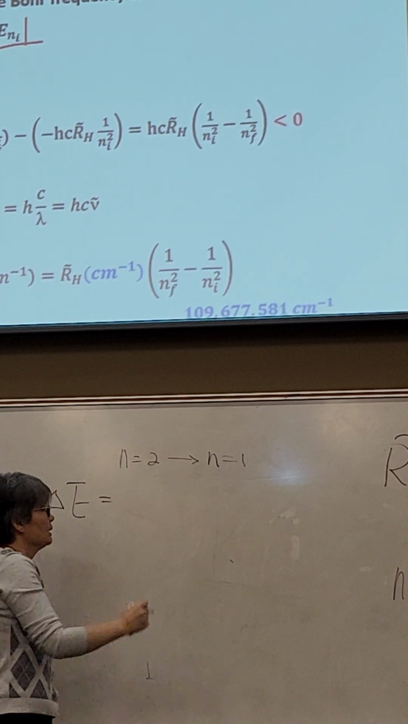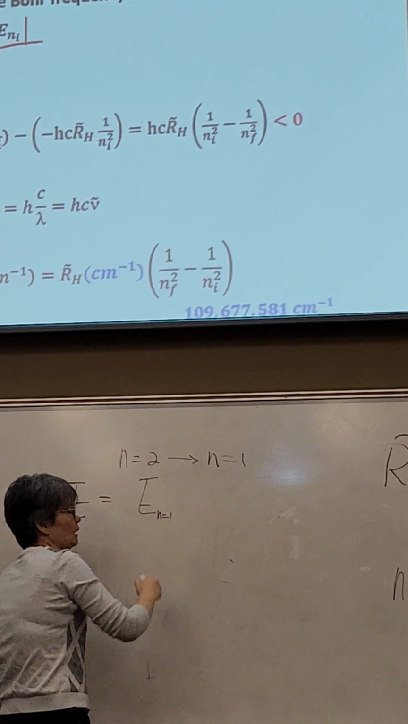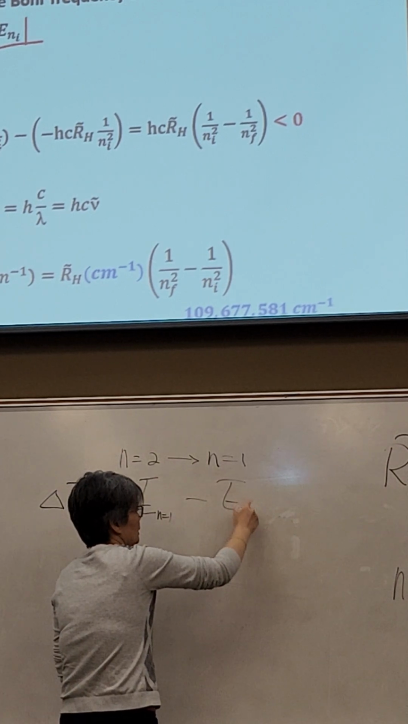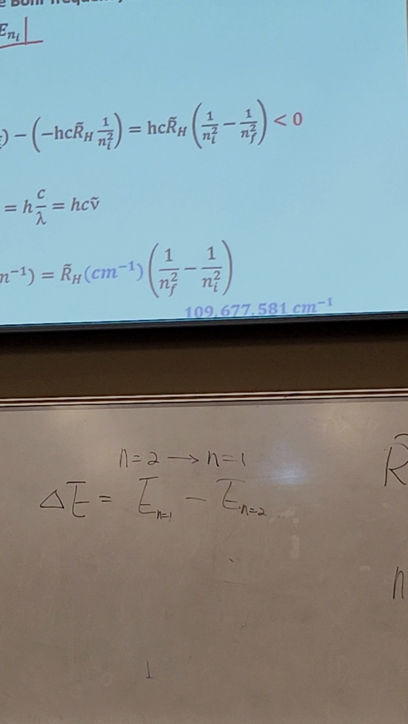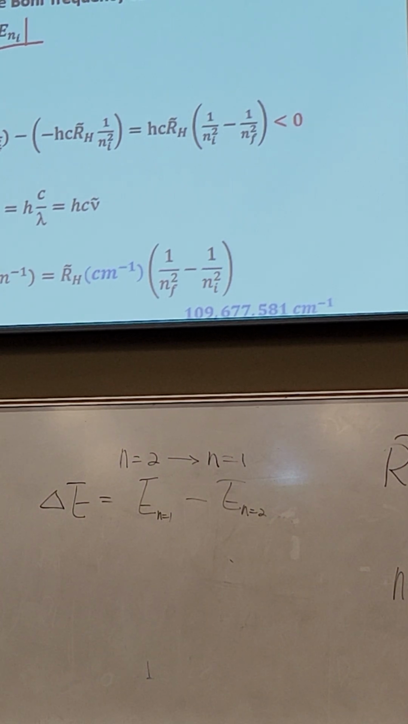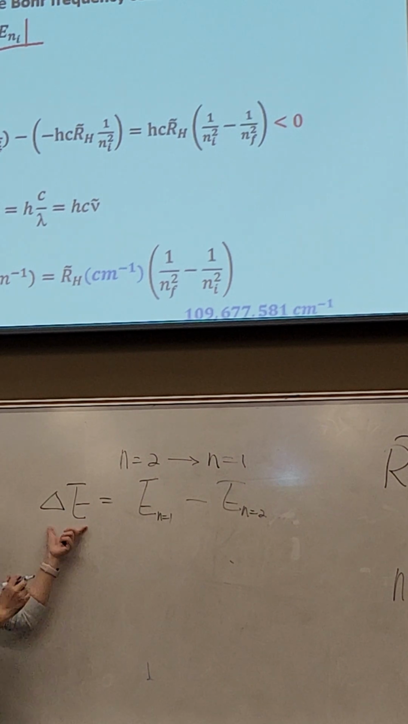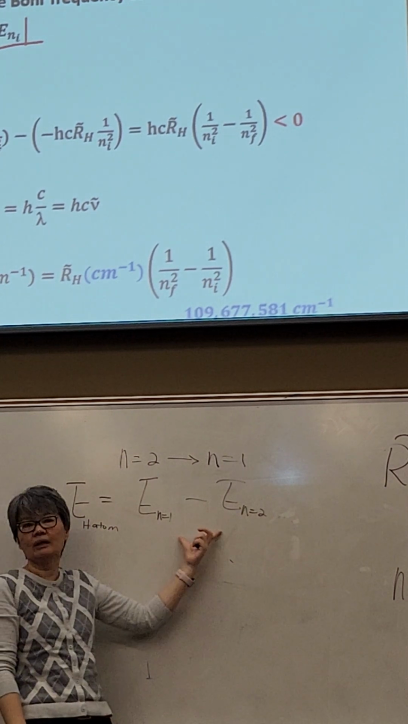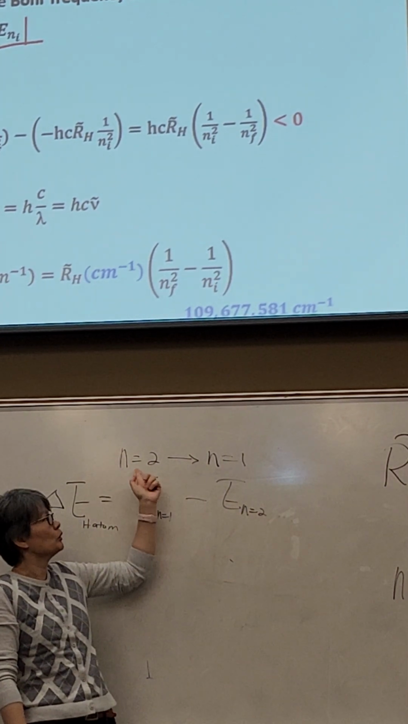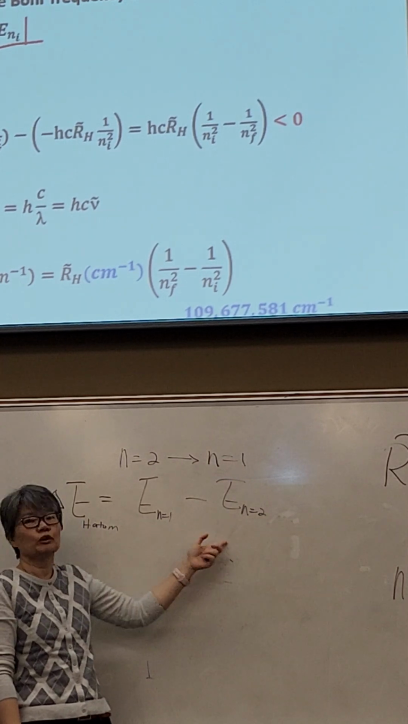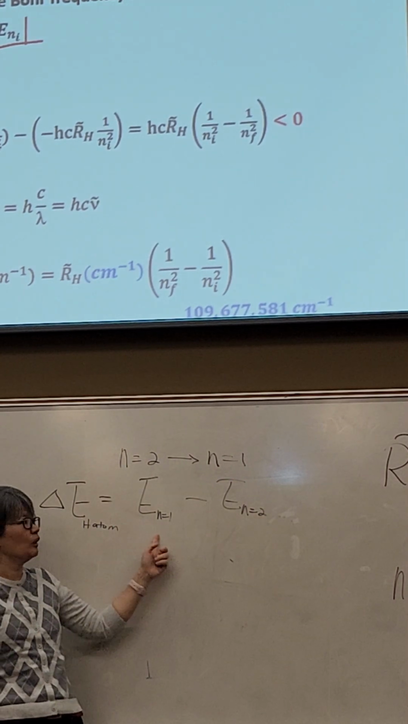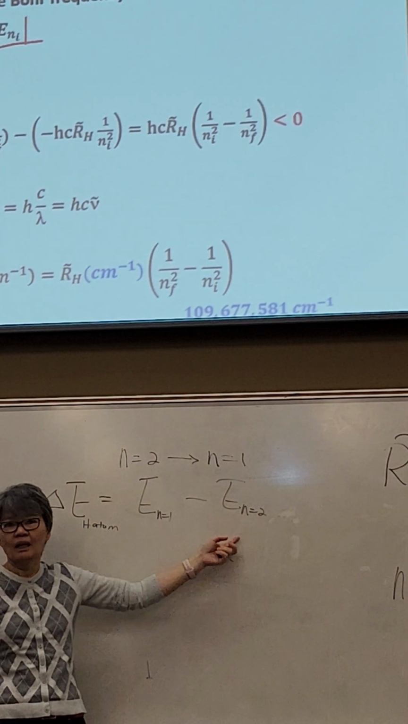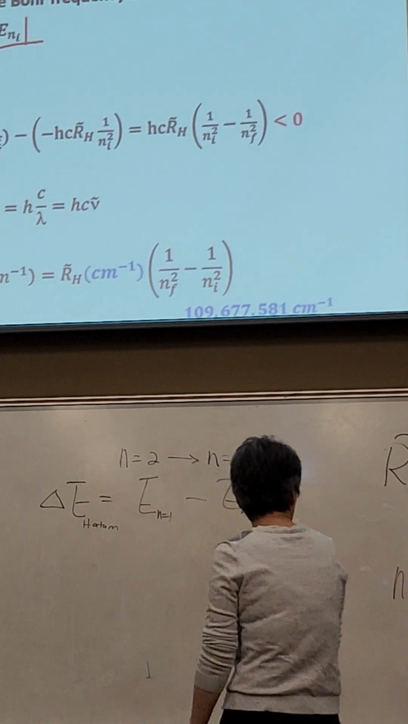Your final state is the principal quantum number equal to 1, and your initial state is n equal to 2. Any questions on that? I didn't do anything, I just wrote it out. The delta E for the hydrogen atom transiting between two quantum states, hopping from n equal to 2 to the ground state n equal to 1, is the final energy minus the initial energy. All good?